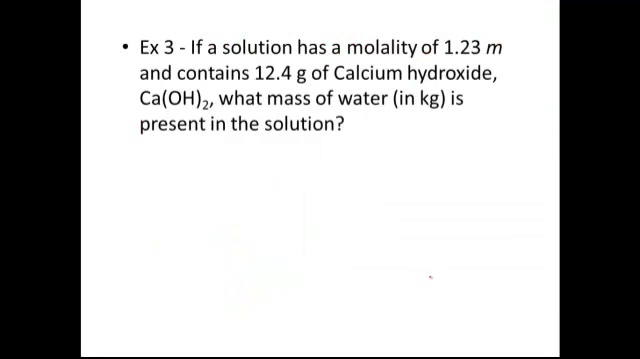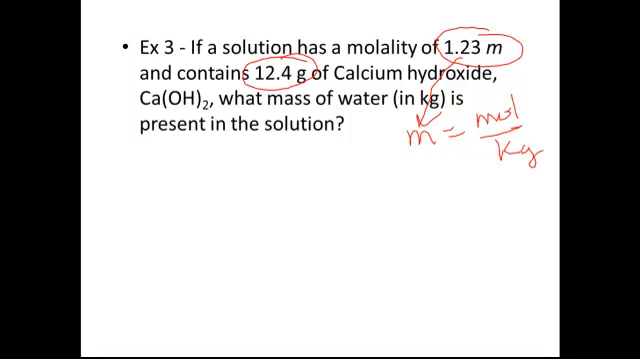Okay, here's a third example. It says if a solution has a molality of 1.23 and contains 12.4 grams of calcium hydroxide, what mass of water in kilograms is present in the solution? So when we think about our equation, molality equals moles over kilograms. In this case, they're giving us the molality. They're giving us the grams of calcium hydroxide, which we can convert to moles. So if we know the molality and we know the moles, we can find the kilograms.